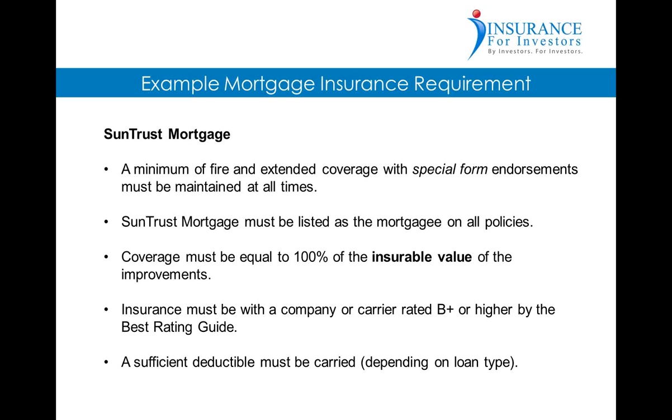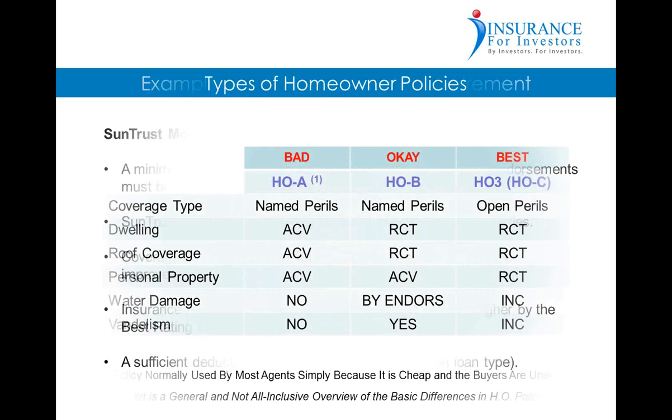And a sufficient deductible must be carried, meaning you can't have a $100,000 homeowner's policy and want a $40,000 deductible to keep your costs down. It needs to be reasonable so that claims can be filed and paid.